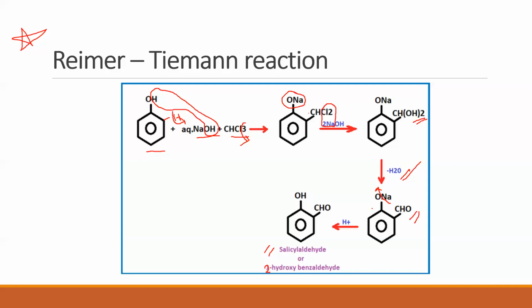The moment I add an acid, Na plus goes out, and in place of Na plus, H plus comes in to give us a molecule which has 2 functional groups, OH and CHO. And we will consider CHO as the primary functional group because in the priority order of functional groups, CHO comes first and only after that comes OH. So OH will be a substituent, CHO will be the primary functional group. This compound is called salicylaldehyde or 2-hydroxy benzaldehyde.